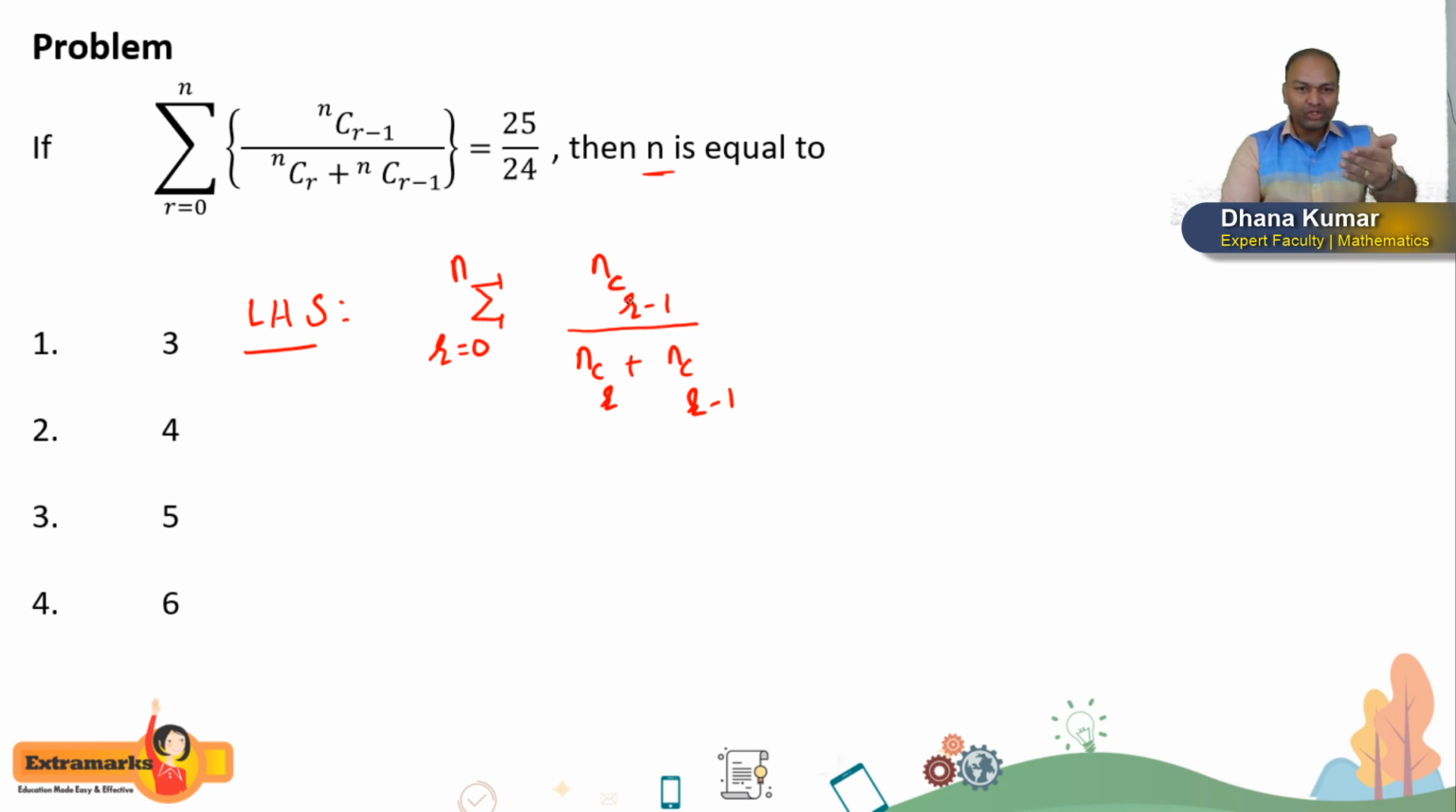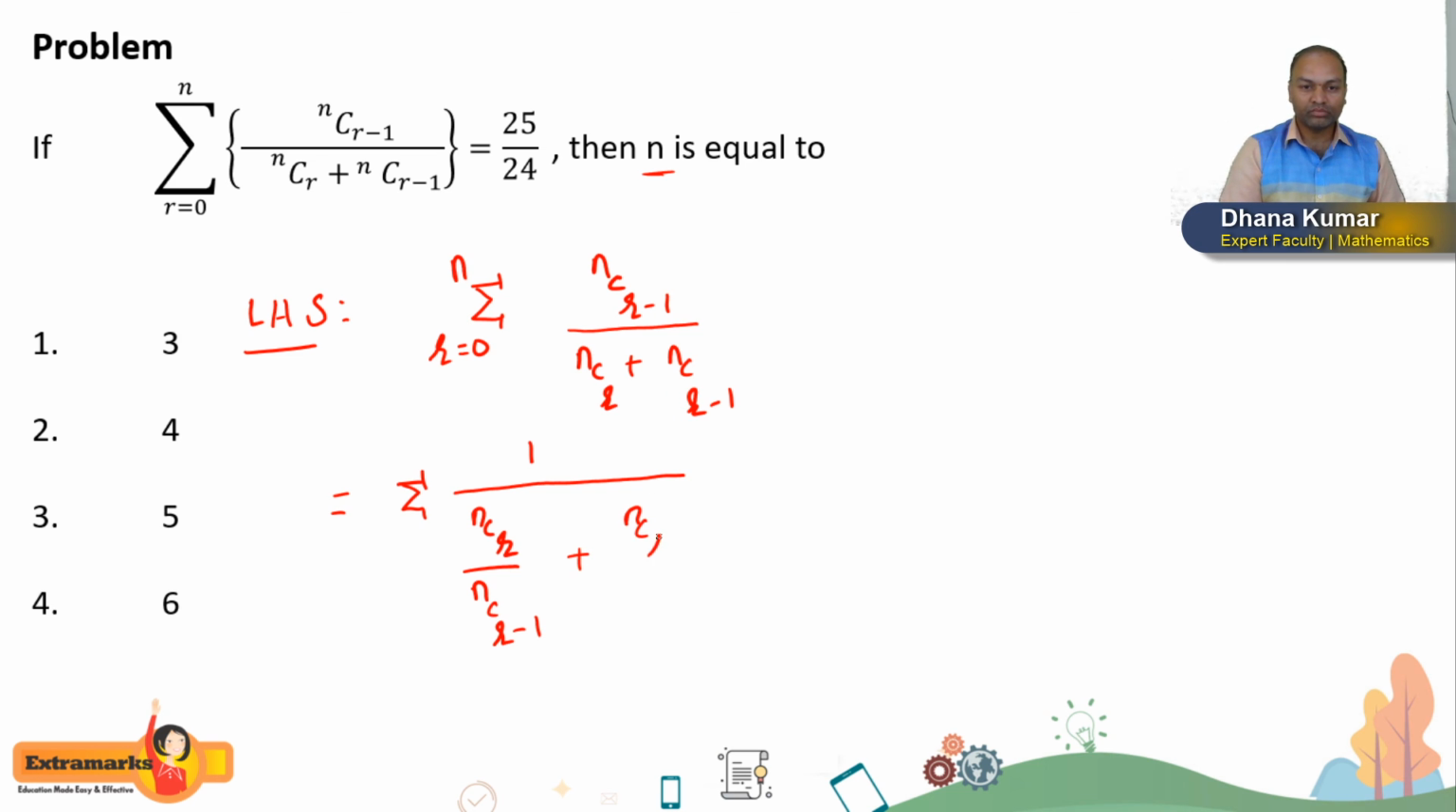Now let us see the simplification. This numerator value I am writing in the denominator. Then automatically sigma 1 by, splitting, nCr by nCr minus 1 plus nCr minus 1 by nCr minus 1. Is it correct or not? Right. Here this cancels. Understood?